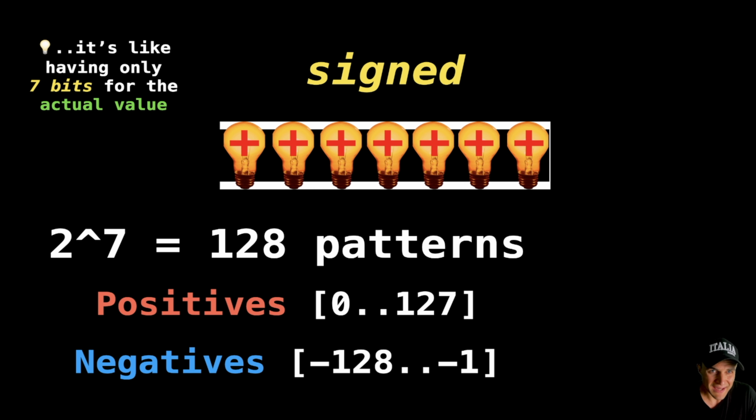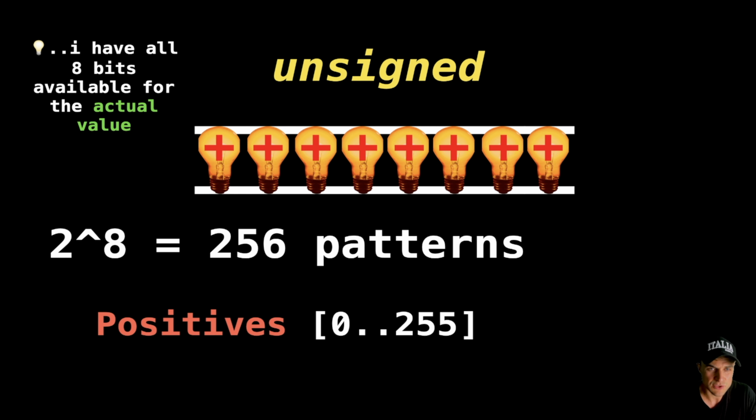Logical. So the maximum value I can get with a char is 127, okay? The maximum positive value of a signed char. On the contrary, if I add an unsigned char, what does it mean? Well, it means that I can use all the 8 bits to represent a value. So here I have 256 patterns. It means that I can represent a value of 255 this time. Essentially, I doubled the amount that I can represent.